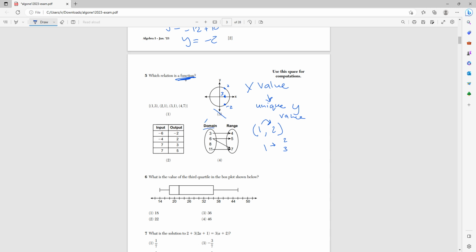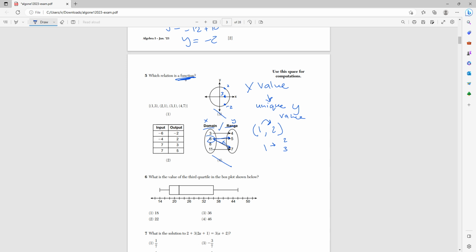Number 4, we look here. Remember that domain is another way of saying x, and range is another way of saying y. So it's saying that when x is 3, y is equal to 4. Perfect, right? That's a unique output, right? And then we look here. It's saying that when x is 6, y is 5, which is okay, but then you look here, it's also saying that when x is 6, y is 7, and that makes it wrong because our x value has multiple y values, right?